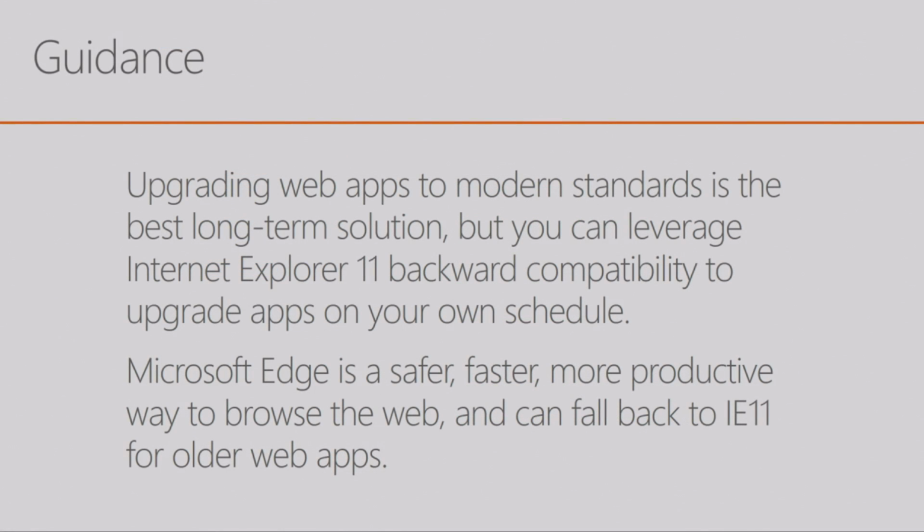We promised to finish on time. I've got 1:45. Our guidance to you is you can upgrade your web apps to modern standards, but we didn't want to force you to upgrade on our schedule. You should be able to use Internet Explorer 11 for backward compatibility for the life of Windows 7, Windows 8.1, and Windows 10. But you can use Microsoft Edge as a safer, faster, more productive browser and just fall back to IE11 for those sites that need enterprise mode or other older document modes.